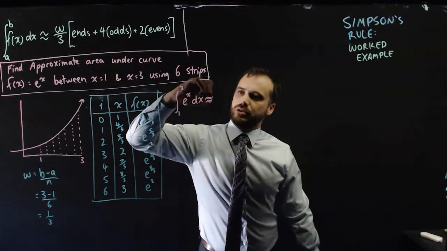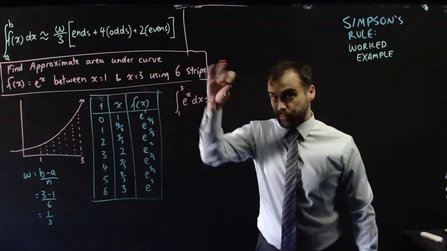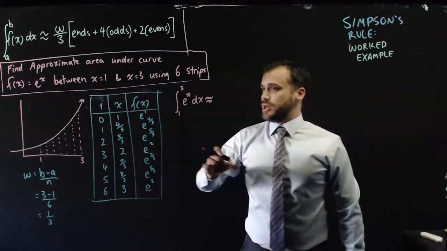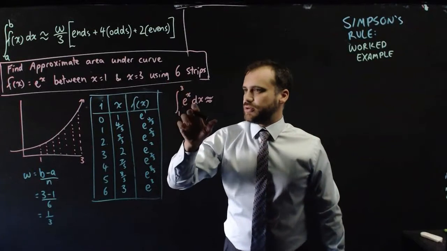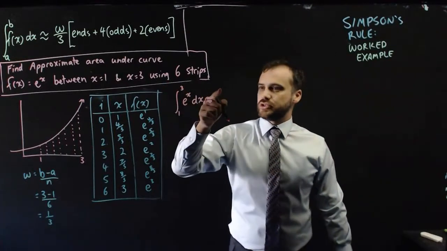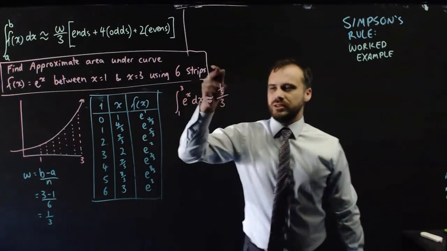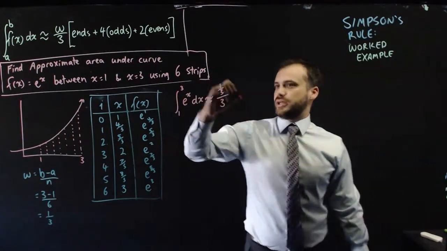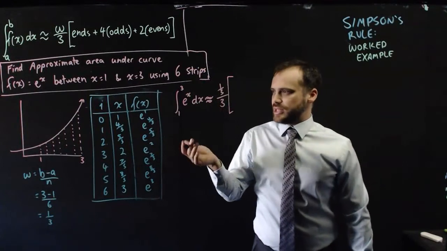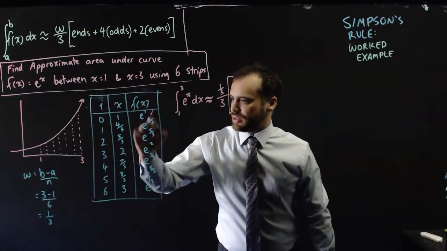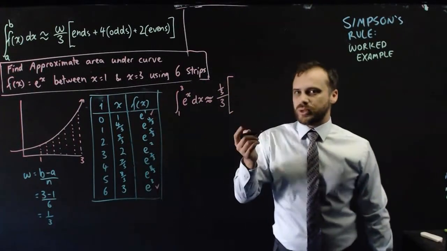Now, it's really an approximation, so make sure you understand it's an approximate equal sign. The area between 1 and 3 of e to the x is approximately equal to the strip width, 1/3, divided by 3. That's the same as 1/9. Okay, now we add our ends together. This is an end, and this is an end. So e to the 1 plus e to the 3.